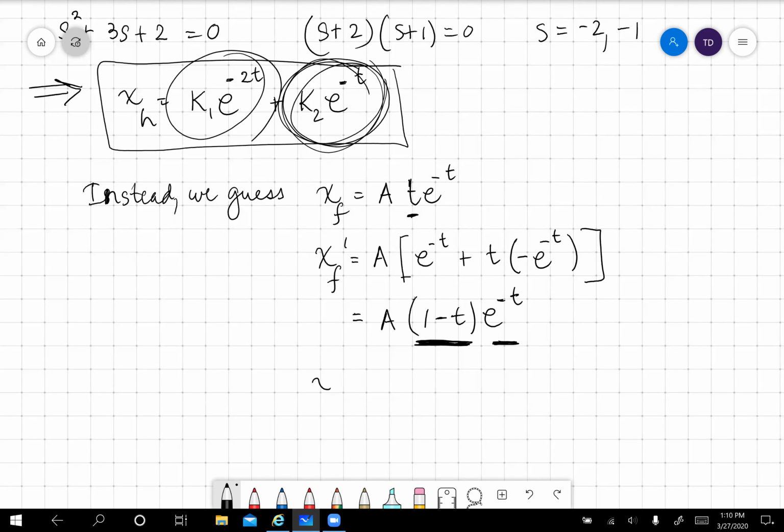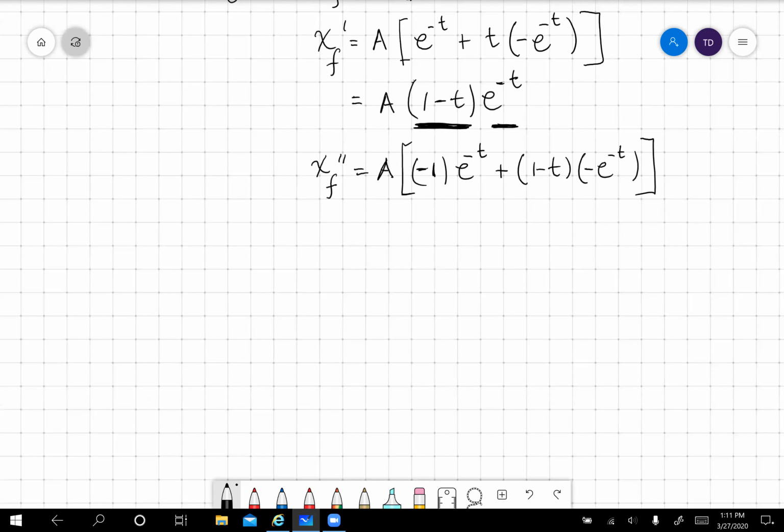So let's take the derivative again. Notice the A stays out front. The derivative of the first, minus 1, times the second, e to the minus t, plus the first, 1 minus t, times the derivative of the second, minus e to the minus t.